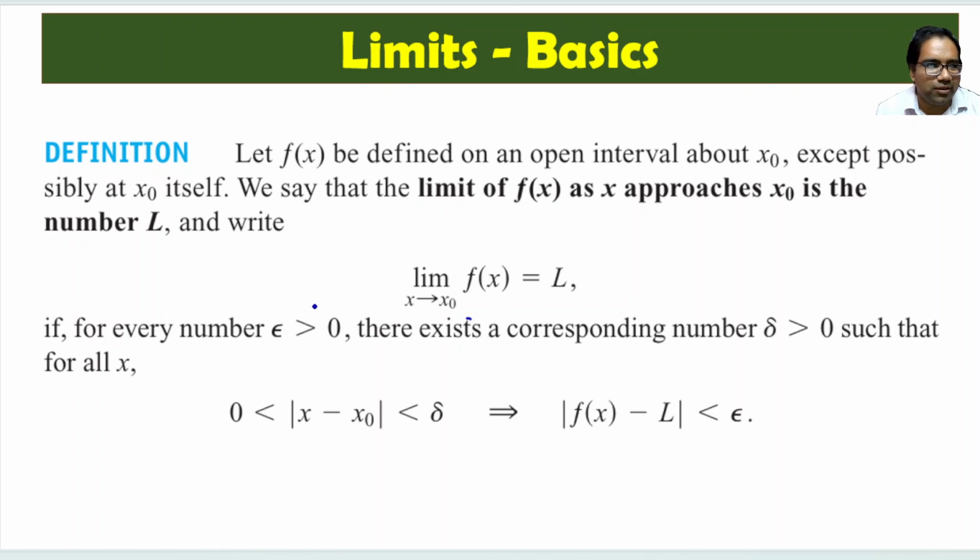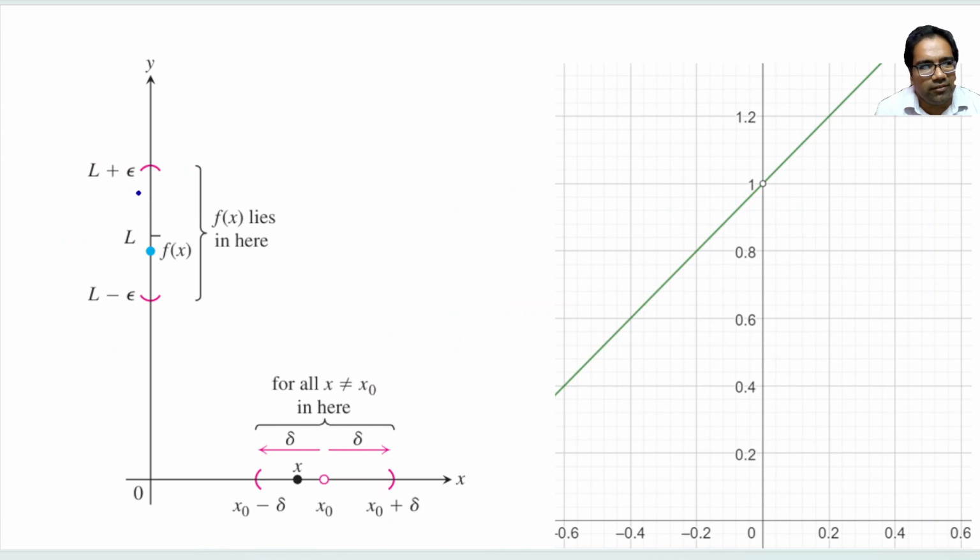So now let us take one example. Let's say the graph of the function is something, and we are saying this function is approaching L. The limit of this function is actually equal to L. Let's say some function, and the limit is L.